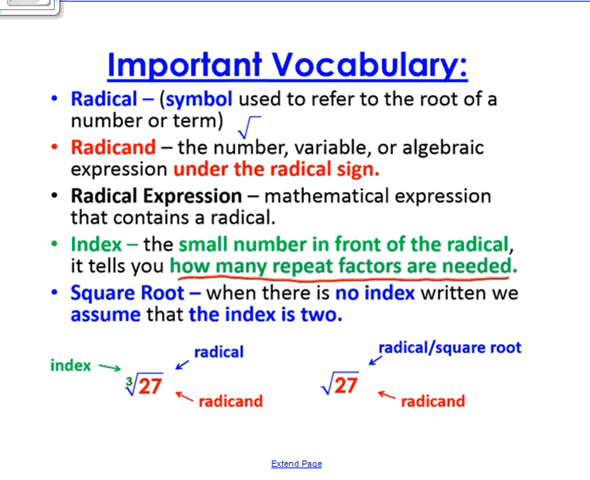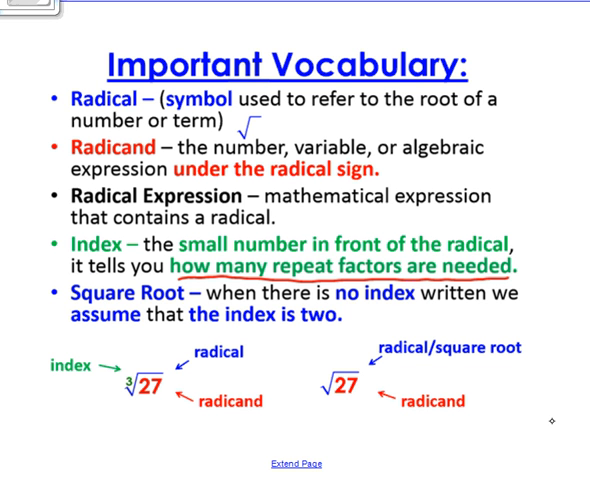The radical is that square root symbol you're often used to seeing. So that's actually just called a radical. The radicand is anything that's sitting under that symbol. So like down at the bottom, 27 is called your radicand. You don't have to write the black words, but radical expression is just any kind of expression with a square root symbol in it or that radical symbol in it.